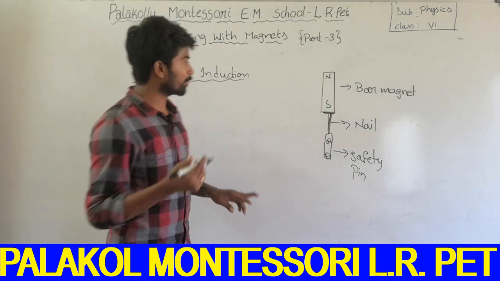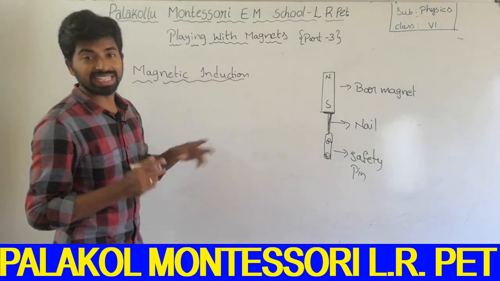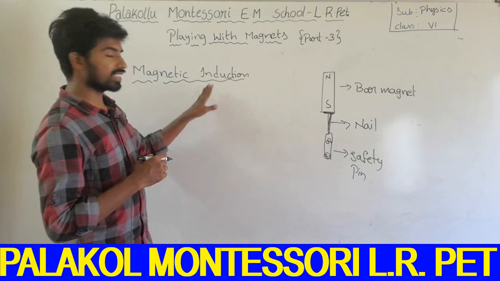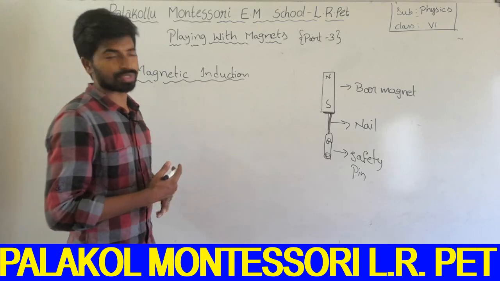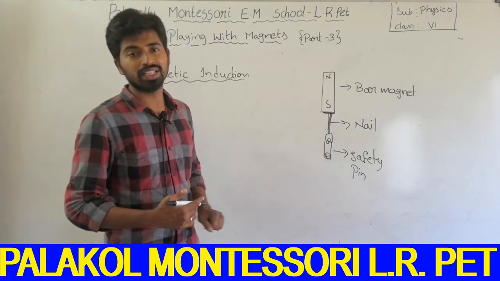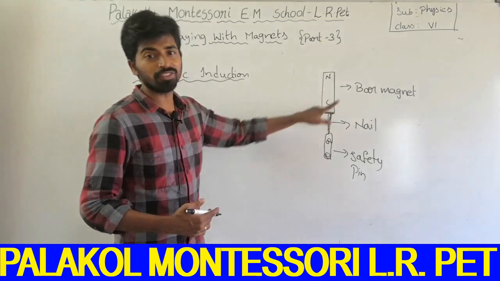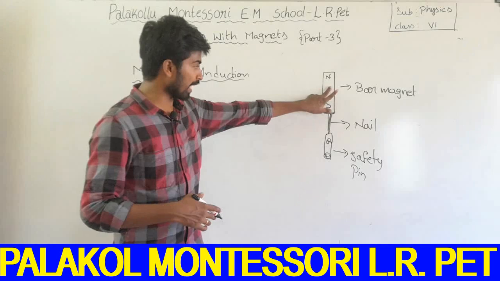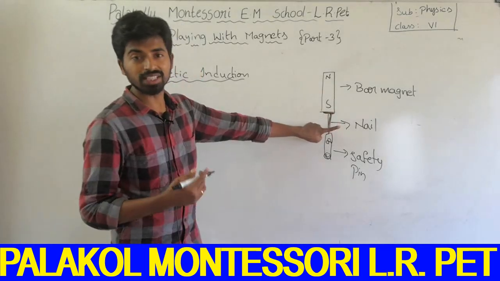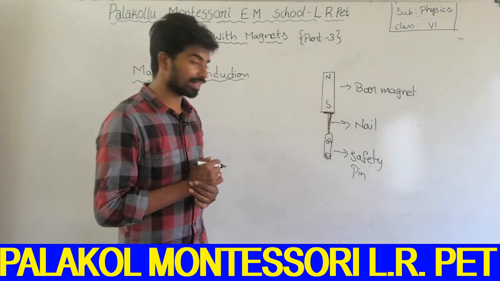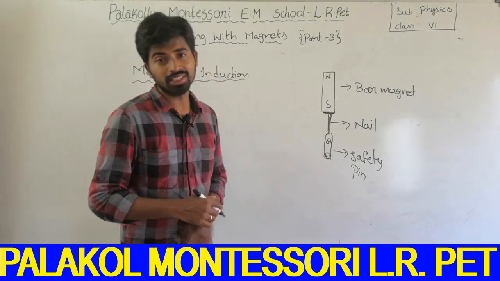In place of produced or created, we will use induction. What is the meaning of induction? Created or produced. Magnetic properties are produced in the magnetic substance due to the presence of a magnet. The magnetic substance acquired magnetic property. That's why it is able to attract the safety pin.